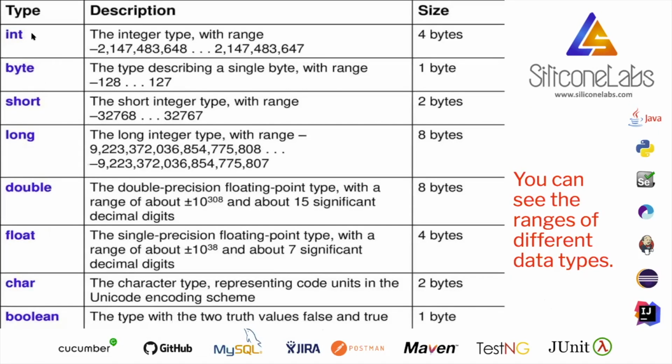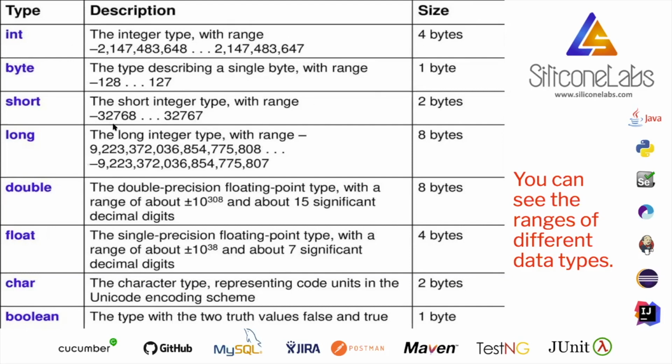In this table, we can see different kinds of data types and their ranges. We have integer type in a range from -2 billion to +2 billion. And we have byte, which is from -128 to +127. And we can also see their sizes. Since integer type can hold a bigger range of numbers, its size is 4 bytes. But byte is holding a relatively smaller range of numbers. That's why its size is 1 byte.